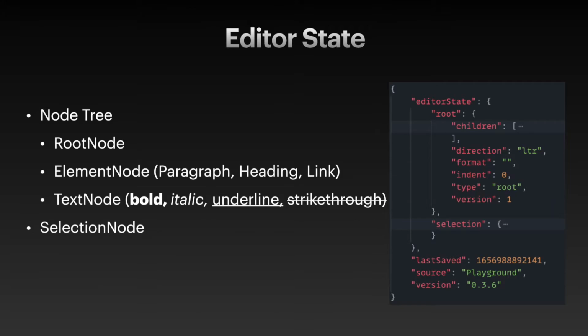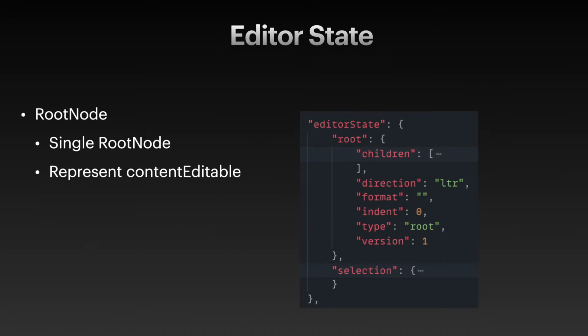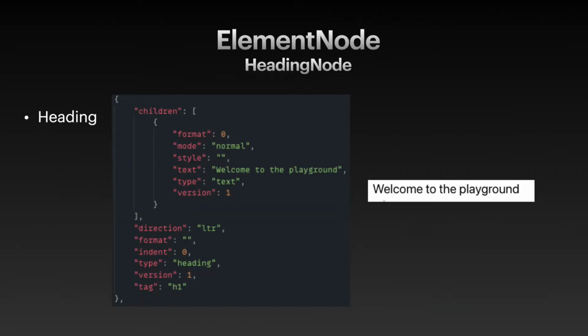So let's look at examples of each node and define their interface. The root node, similar to all the other nodes, can have a children property. It also has a type of root. You can specify the direction based on the language. This is also part of the accessibility consideration. You can further specify the indentation. Next, we look at an example of an element node. An element node, similar to the root node, has all the same properties besides an extra tag property.